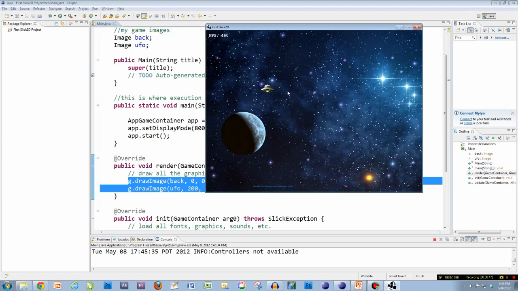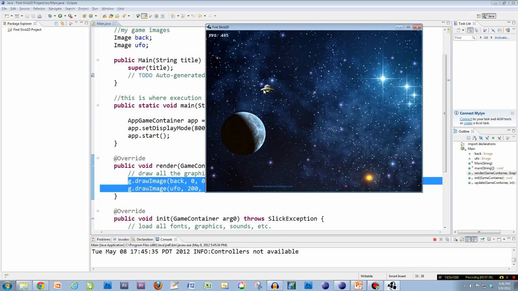Now, I looked in the comments a little bit, and I saw people saying they want the UFO to shoot and do some fancier things. We're not quite ready to do that. We are going to get to it, but not in this episode. So we're going to get this UFO to move.